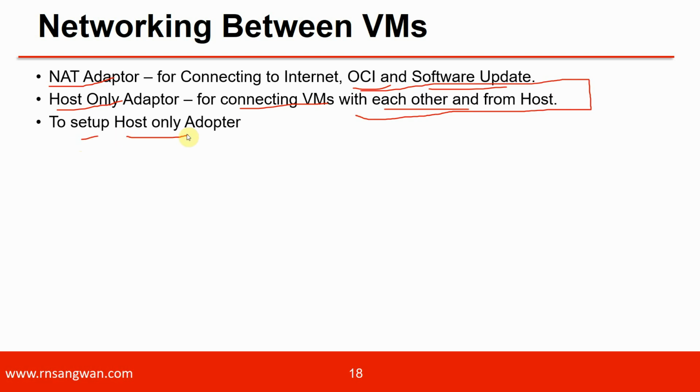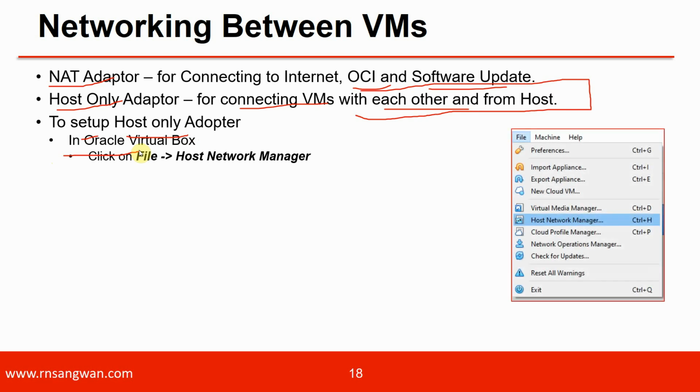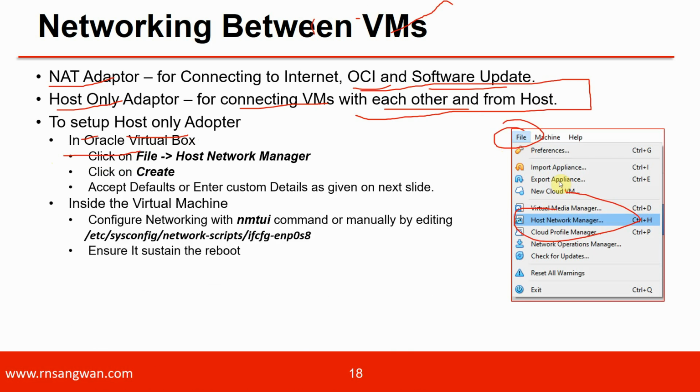To set up the host only adapter in Oracle VirtualBox, you go to File, Host Network Manager, and then click on Create and accept the default settings. Inside the virtual machine, this adapter will be shown here as /etc/sysconfig/network-scripts/ifcfg-enp0s8, and this is where I have configured the static, fixed IP address. That is the reason my host network manager should have a specific subnet, because the IP address is already configured. The machines are already pre-configured with the static IP address using a specific subnet.